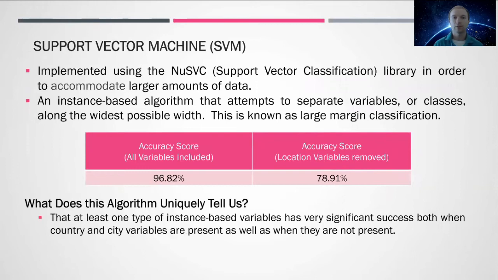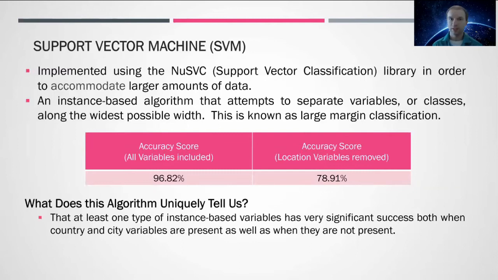Moving on to support vector machines, they're an instance-based algorithm that attempts to separate variables along the widest possible width. This is known as large margin classification. Now, here we also have to choose a special library. We chose the NuSVC, or support vector classification library, because the standard method with scikit-learn, SVC, can only handle into the low tens of thousands in terms of observations.